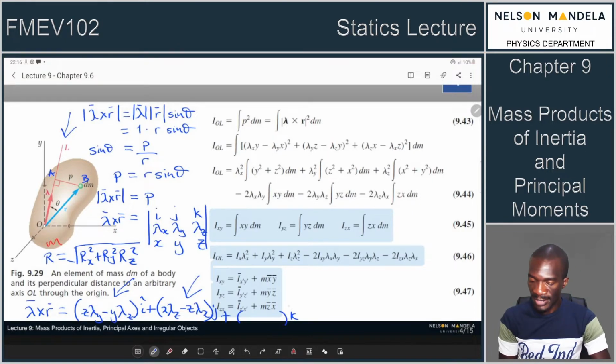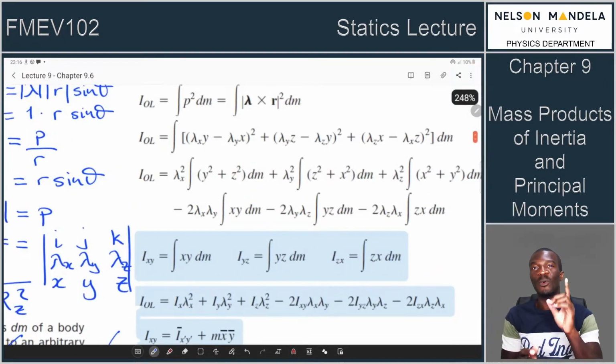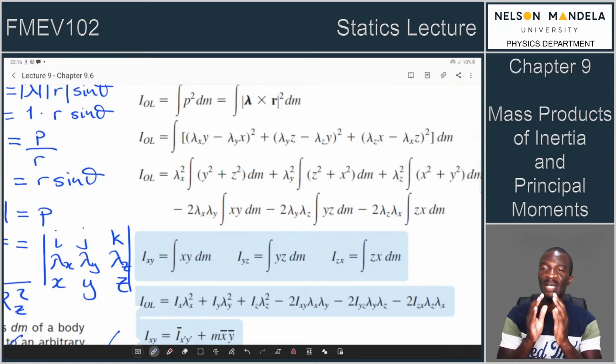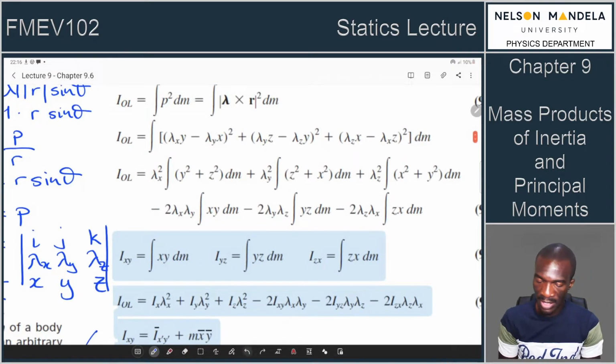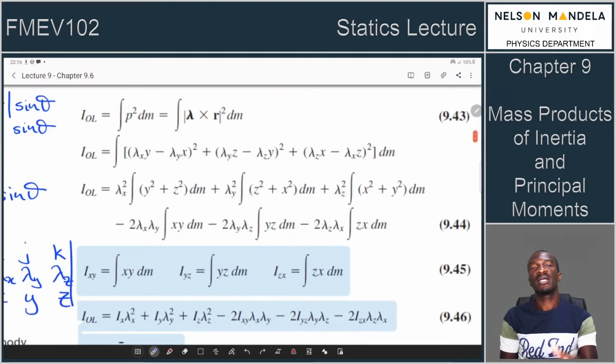Right, so basically we now have a convenient expression. What are we trying to do? We want to derive the mass product of inertia. From what? From the mass moment of inertia about some axis that is not the x, y, or z axis.